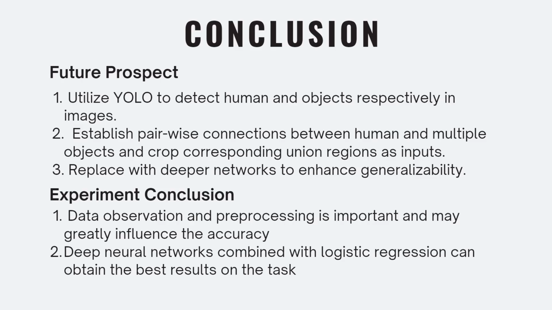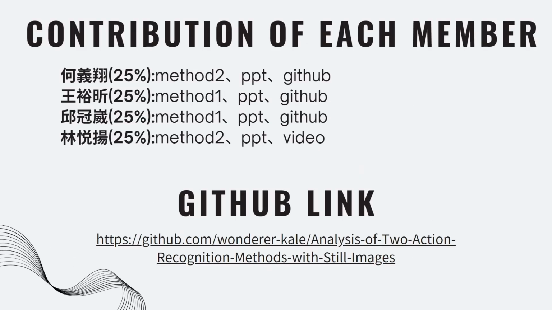As for the experiment conclusion, we have learned that data observation and preprocessing is really important. Although it is the tedious part, it still plays a crucial role in deciding the result of the whole project. Secondly, based on our experiments, deep neural networks combined with logistic regression can obtain the best result on this task. Okay, and this is the contribution of our members and the GitHub link.